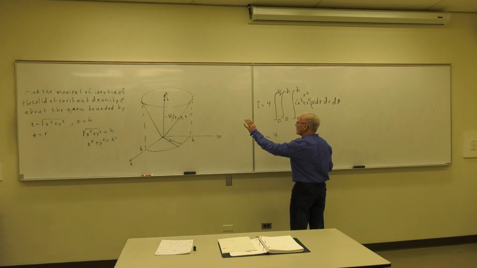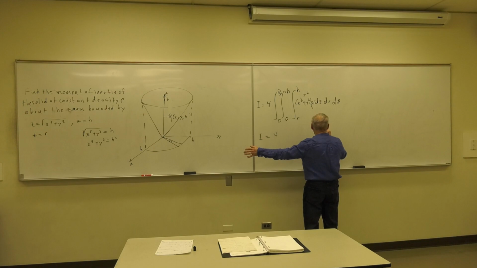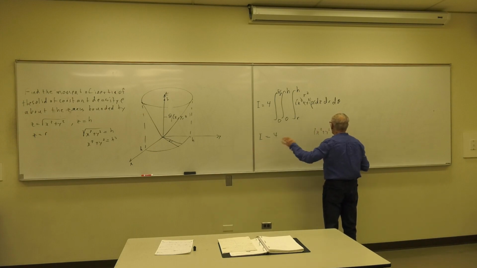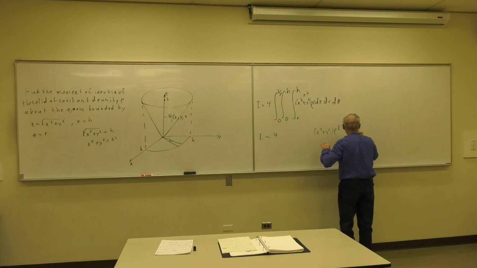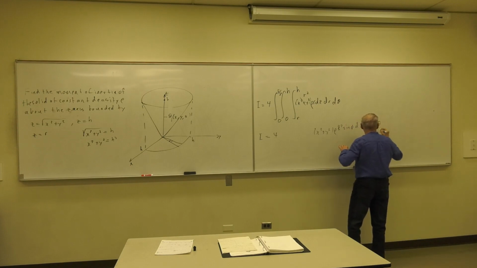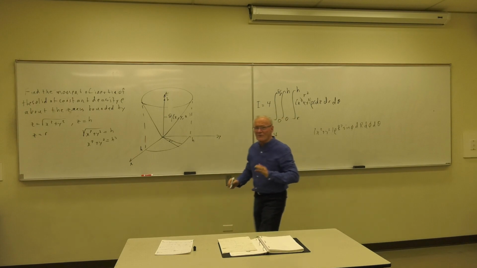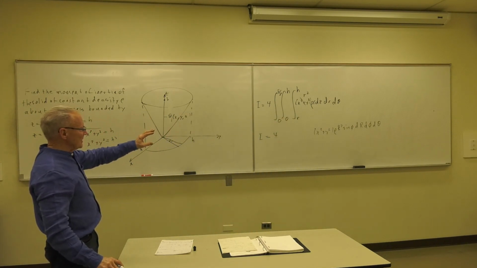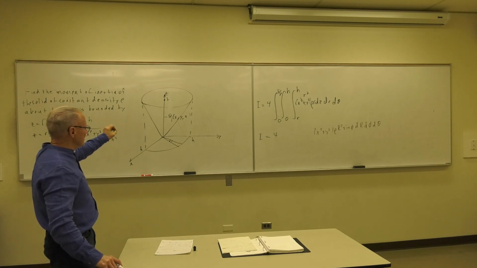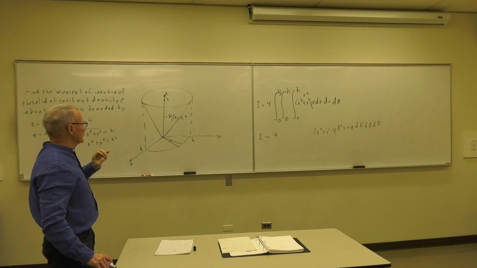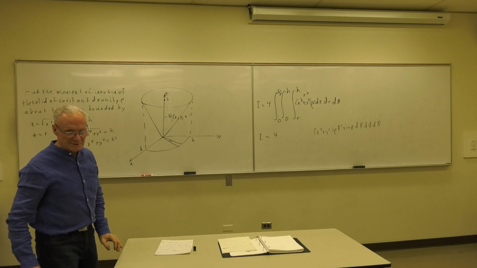So we need the moment of inertia, which again is x squared plus y squared, times rho, and the little piece of volume, r squared sine phi dr d phi d theta. I am going to choose that order of integration. So there's the moment of inertia of that teensy little volume in spherical coordinates around the z-axis.